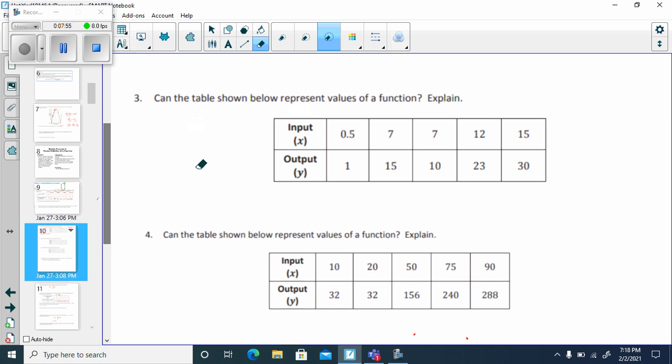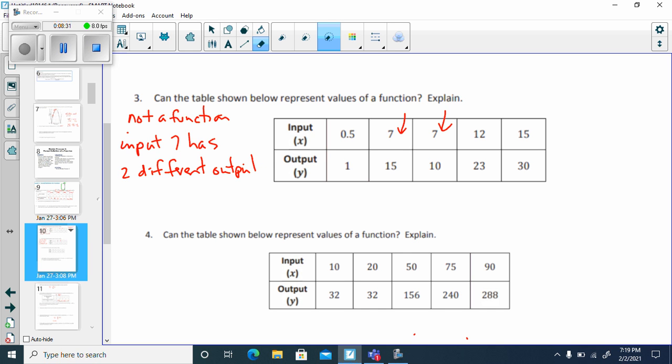Let's look at this one, number 3. Can this table shown below represent values of a function? Do we have any repetition on our inputs? We do, right here. We've got an input of 7 for these two. Does the 7 have different outputs? Yes, it does. So this is not a function. Why is it not a function? Input 7 has two different outputs. What are those? 15 and 10.